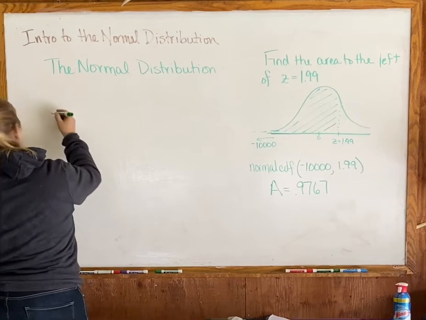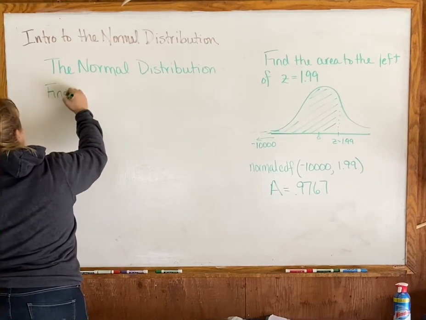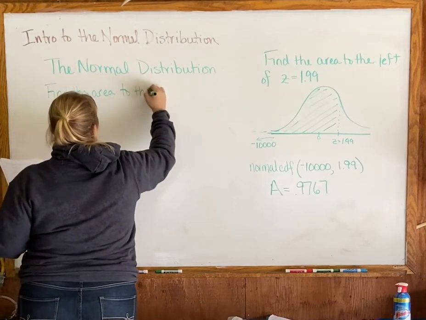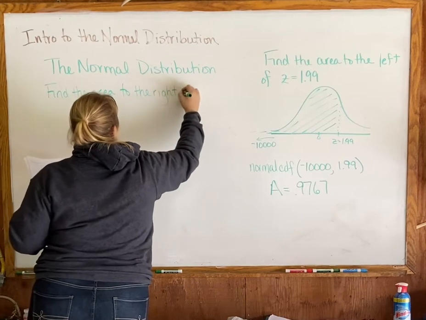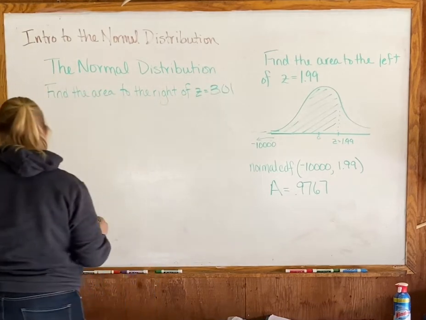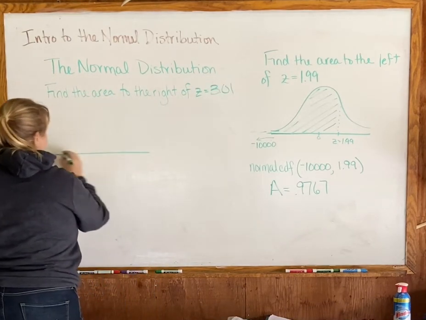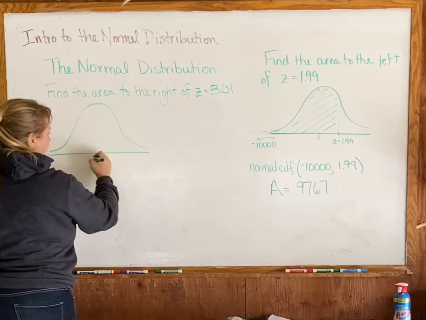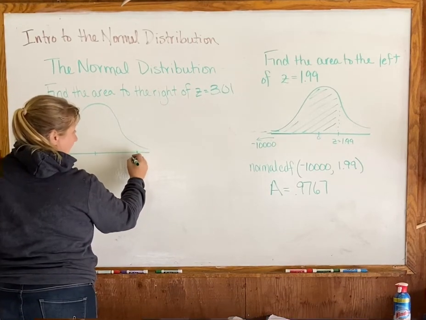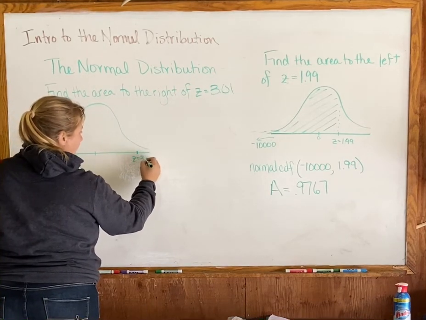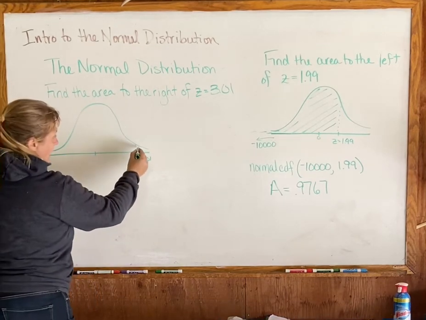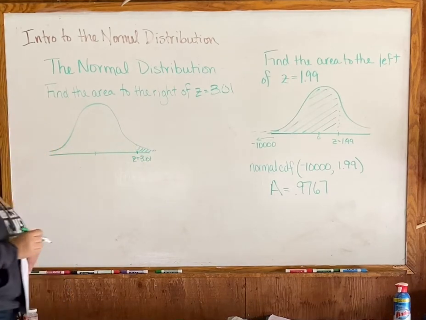So this one says, find the area to the right of z equals 3.01. So draw yourself that picture again. Z equals 3.01 is maybe about here on the graph. But it wants the area to the right. So that means we're looking at that part of the graph.